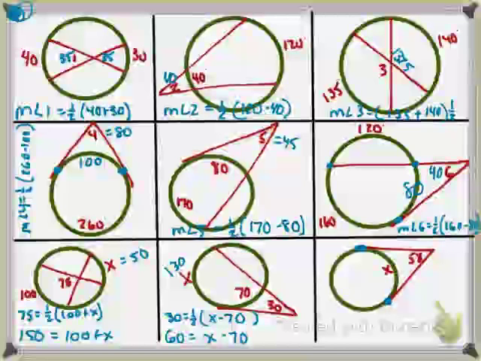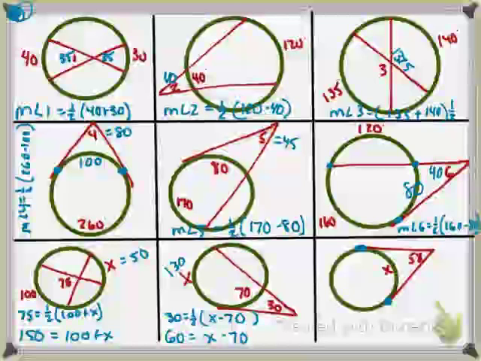one is. How do I know how big the other arc is? You set up an equation.